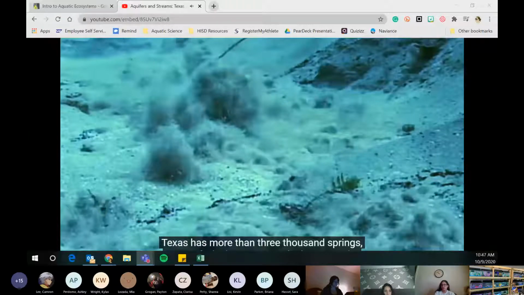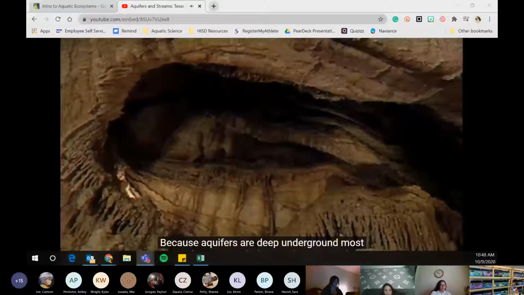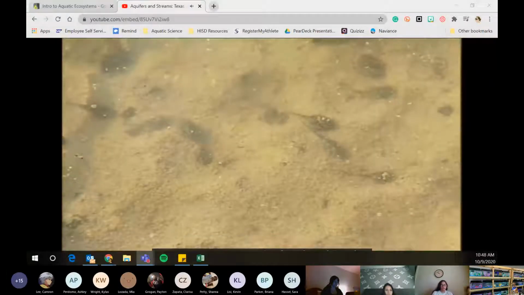Aquifers are an important source of water for humans, supplying about 60% of the water we use. And no matter where you are in Texas, you're likely standing over an aquifer, possibly hundreds or even thousands of feet below. Because aquifers are deep underground, most contain little or no large animals and no plants, but major springs in Texas can be teeming with life. Some even contain species found nowhere else.